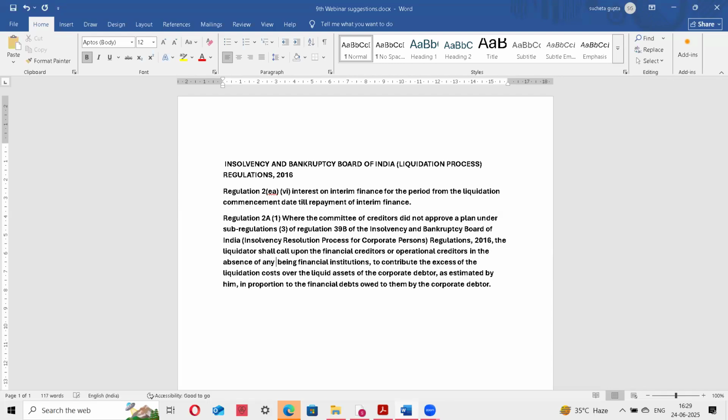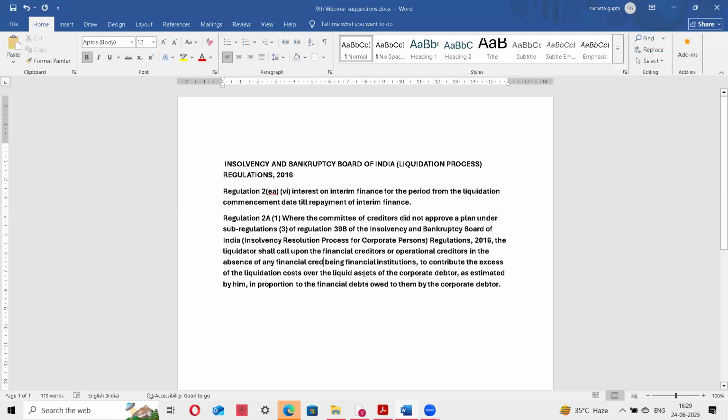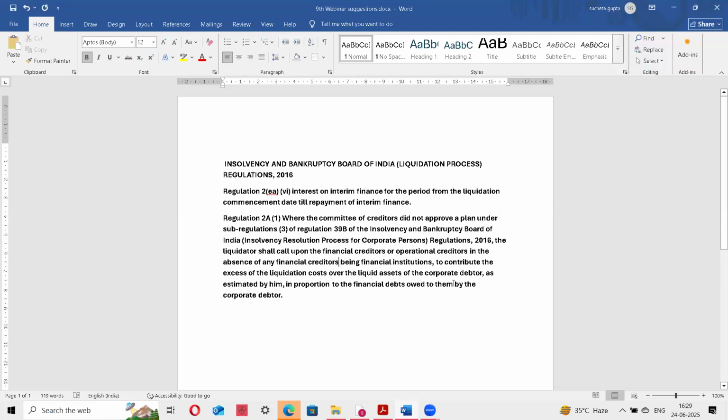Because if there are financial creditors, mostly it will not be only about the financial beneficiary. Madam, it is not financial creditor, it is financial institution. But we are replacing financial institution with financial creditors. So how to take the financial institutions into the picture, sir? Financial institutions will be included under financial creditors. Here you have to mention, in the absence of any financial institution like banks, it should be from the individual financial creditors, not the operational creditors.